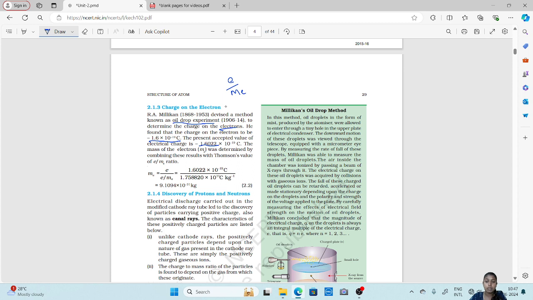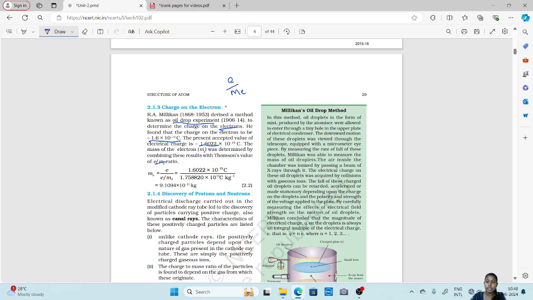So the mass of the electron was determined by combining this result with Thomson's value of e/me. Now, how did he find this out? By calculating. He used these values in the experiment of J.J. Thomson, where J.J. Thomson found the e/me ratio.